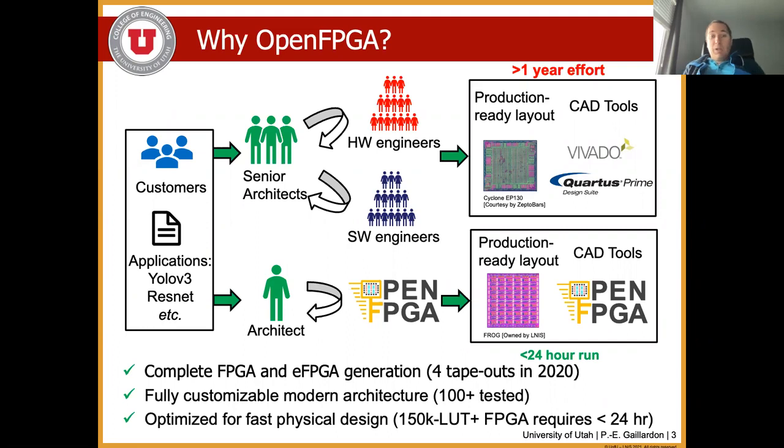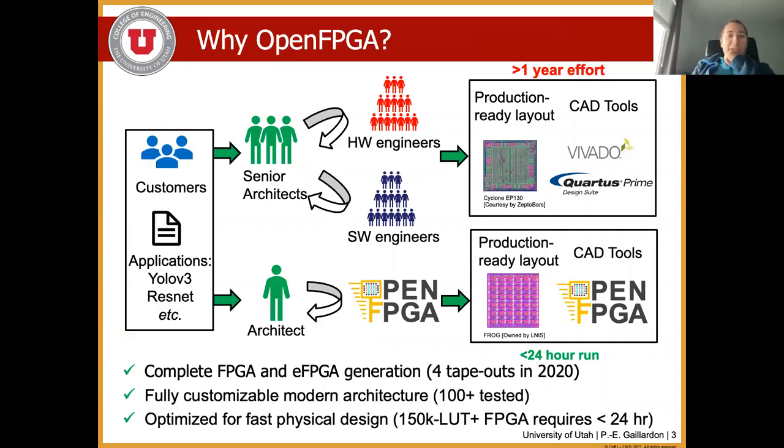And the entire framework was optimized for fast physical design. Creating a small FPGA prototype, an academic prototype, is easy. Making an industrial fabric with more than 150 thousand to 1 million LUTs requires significant innovations, and we're able to do that in less than 24 hours.